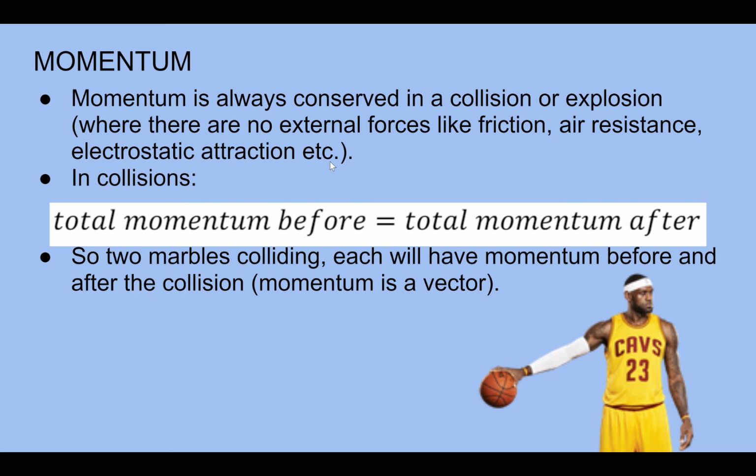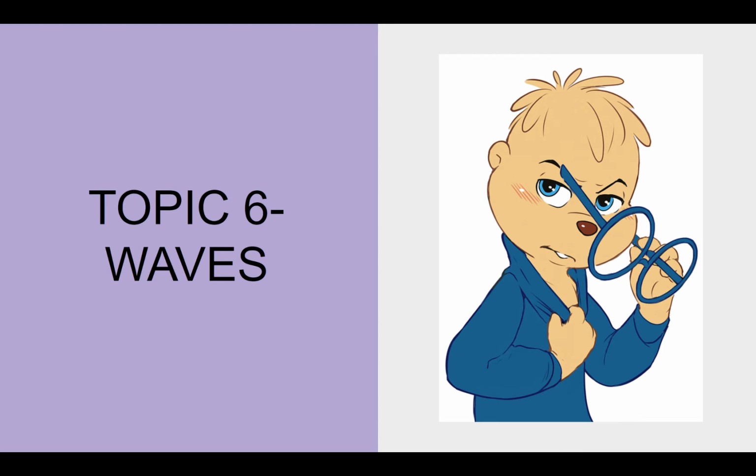In collisions, the total momentum before equals the total momentum after. So two marbles colliding will each have momentum before and after the collision. Momentum is a vector. Topic 6, we're on to topic 6 already.